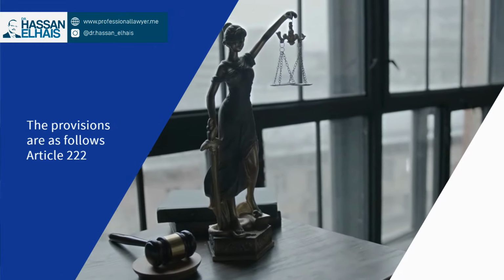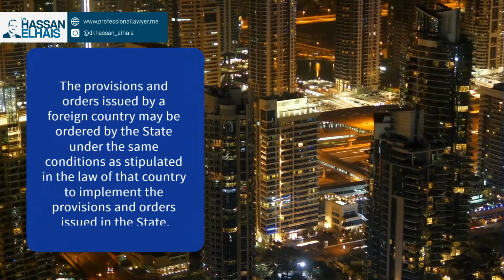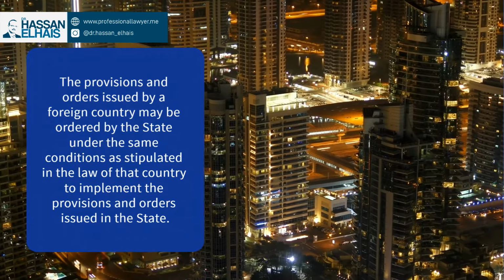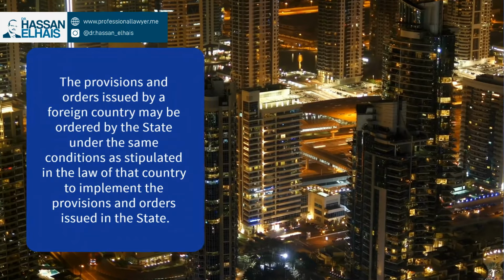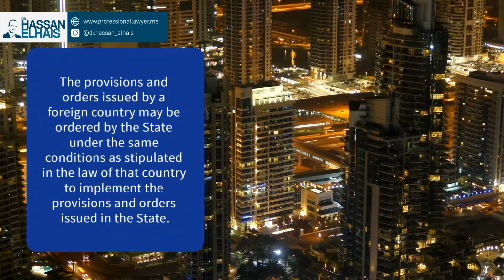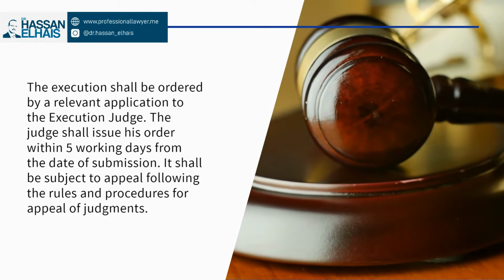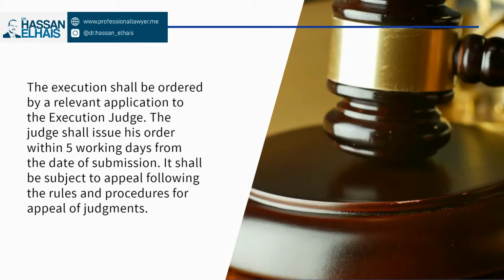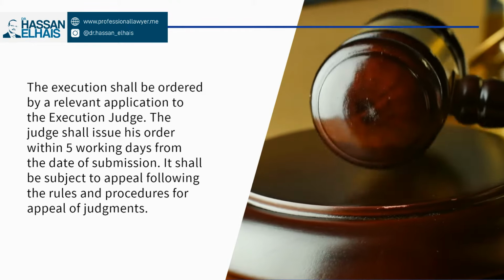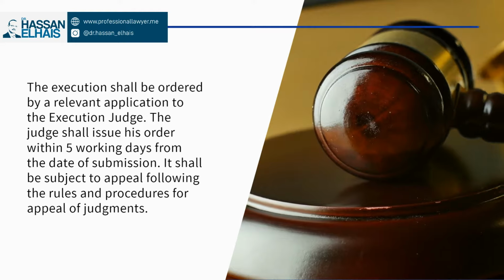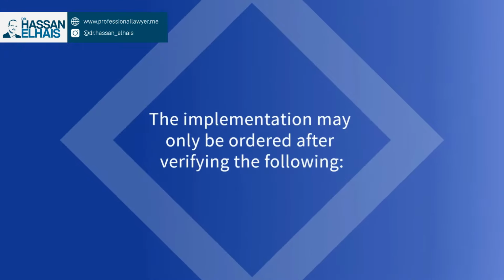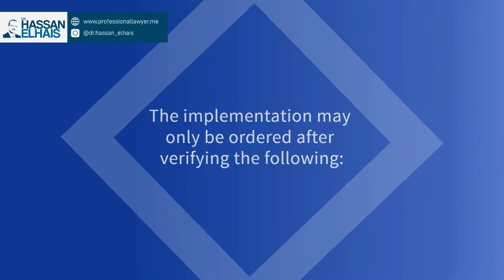Article 222. 1. The provisions and orders issued by a foreign country may be ordered by the state under the same conditions as stipulated in the law of that country to implement the provisions and orders issued in the state. 2. The execution shall be ordered by a relevant application to the execution judge. The judge shall issue his order within 5 working days from the date of submission. It shall be subject to appeal following the rules and procedures for appeal of judgments. The implementation may only be ordered after verifying the following.